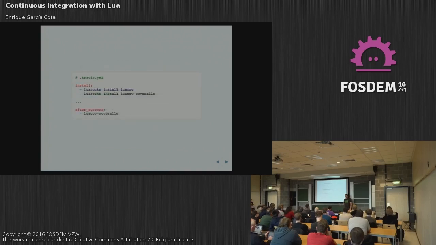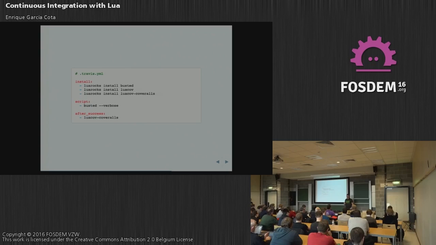So setting this up is actually quite easy. Again, you can install both of these things with LuaRocks. So you put it in the install section of Travis. And then at the end, if everything has gone all right, because if you have a failure, probably your coverage doesn't really matter, you send the coverage results to coveralls.io.